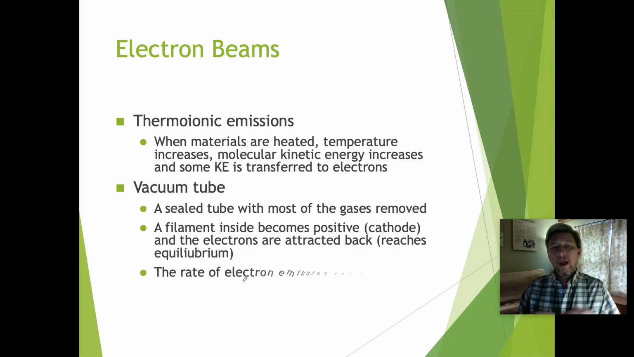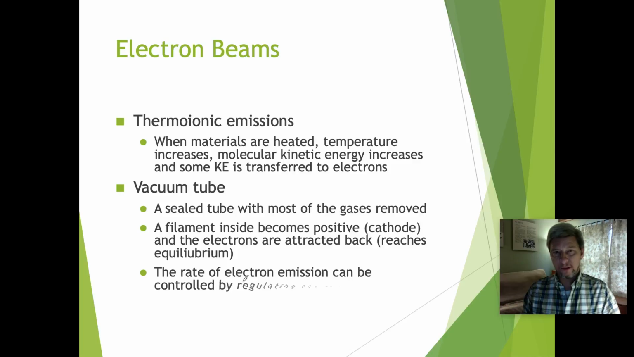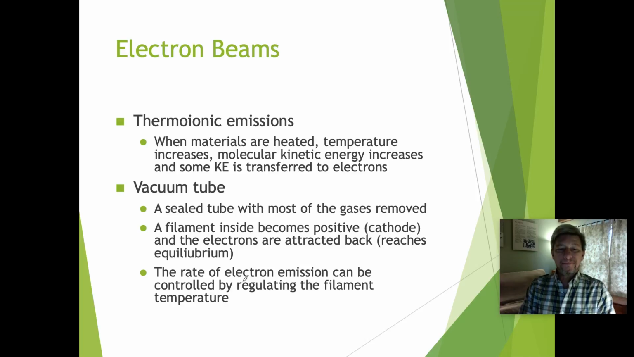Now, if we produce these high velocity electrons inside what we call a vacuum tube, we can do all sorts of wonderful things with it. A vacuum tube is just a sealed, typically glass tube with most of the gases removed. So it's a vacuum, just like outer space. There's no air in there. What you do is you run an electric current through a very thin filament, almost like a light bulb, and the filament becomes positive. And the electrons that are emitted from the molecules are then attracted back.